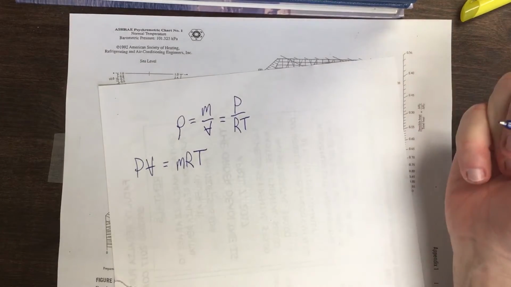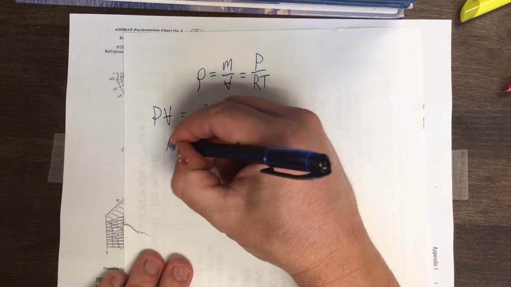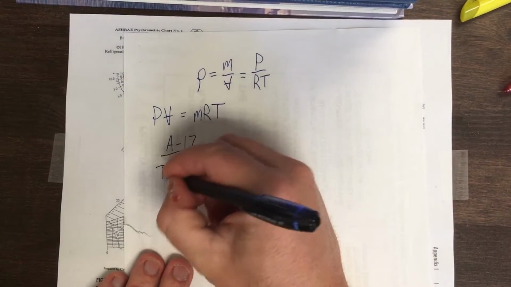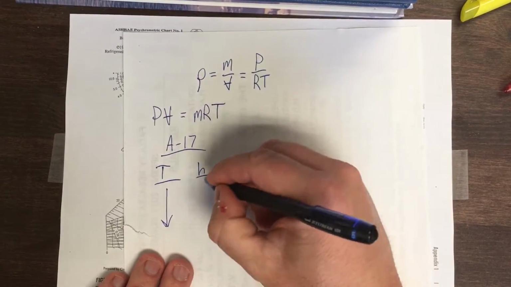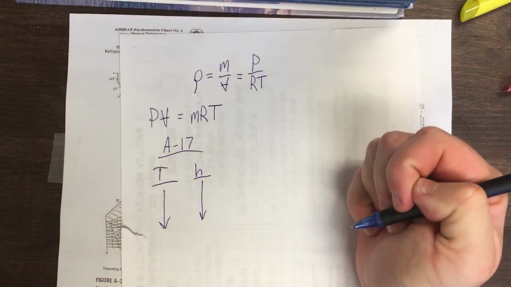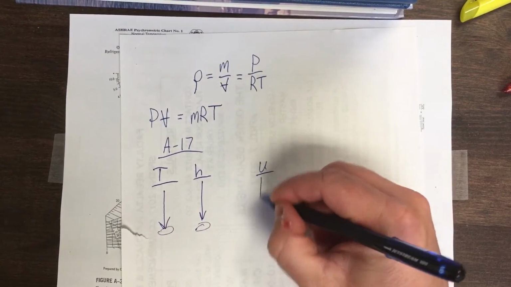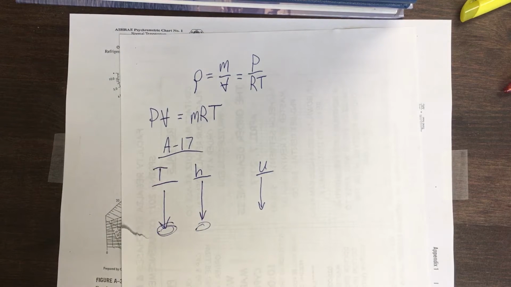If we wanted the, say, the enthalpy or internal energy of air, we would go to Table A-17, where the first column is temperature, second column is enthalpy. So the enthalpy of that air only depends on its temperature, or its internal energy only depends on its temperature. This is true when there's no phase change.